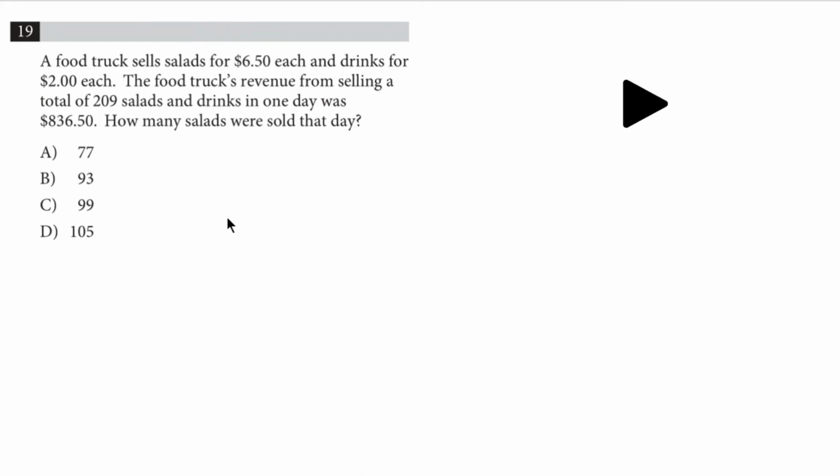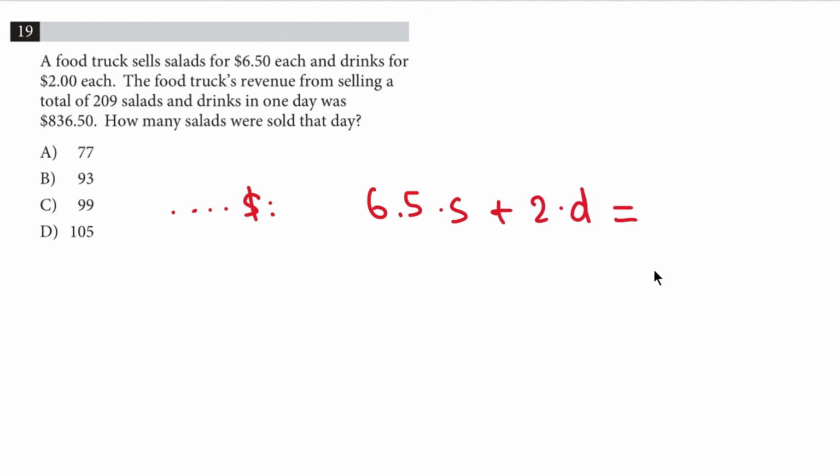Now this problem is about constructing systems of linear equations and solving them. So let's try to construct a system of linear equations. A food truck sells salads for $6.5 and drinks for $2 each. So let's first construct an equation for money. 6.5 times salads plus $2 multiplied by drinks, and it's going to be equal to the revenue, since this equation is for money. So it is all equal to, at the end of the day, $836.5. Okay, that's your first equation.